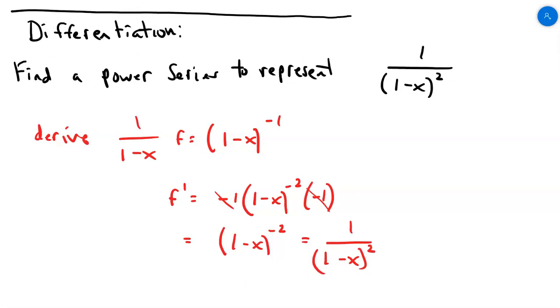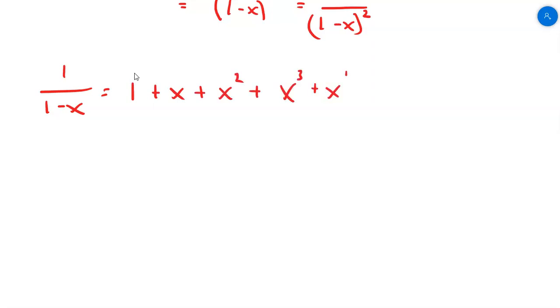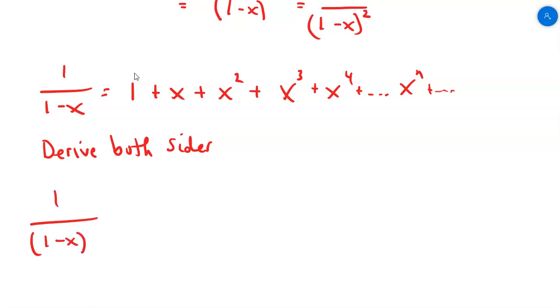So my point is, if I know a series for 1 over 1 minus x, and I derive it, I'll have the series for 1 over 1 minus x squared. Right? So we know that 1 over 1 minus x is equal to 1 plus x plus x squared plus x to the third plus x to the fourth till I get to x to the n, right? So now, derive both sides. We already figured out up on the top that if I derive 1 over 1 minus x, I get 1 over 1 minus x squared.